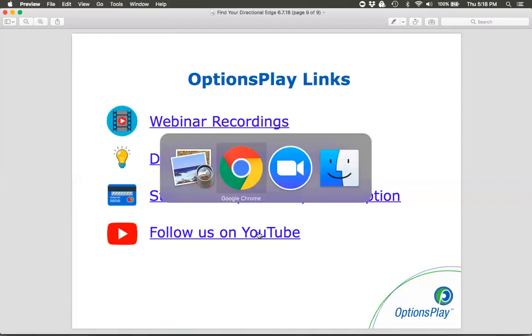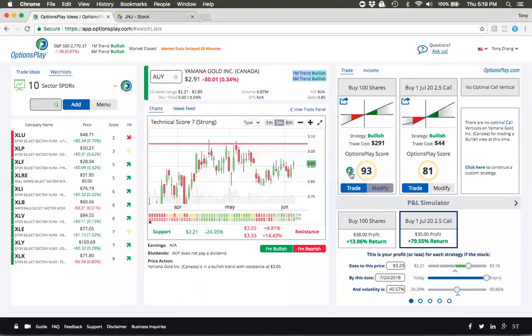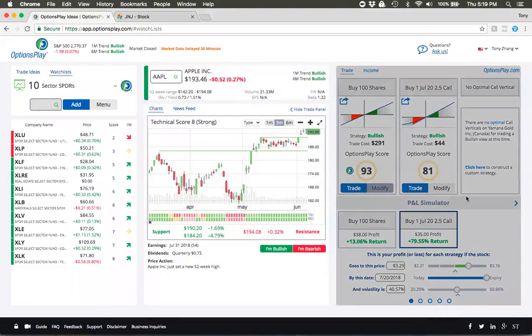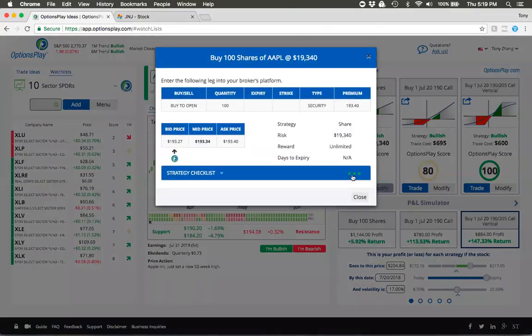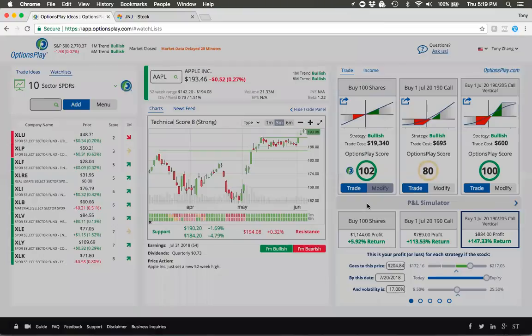The donut icon, I have a question about the donut icon. Are you referring to this little icon here on the right? If you are, that just means that this is the strategy on the 3 strategies that we provide or recommend. So sometimes you'll see a check mark. If you see the check mark, that simply means it's the highest ranked strategy out of the 3. If you see the donut icon, which is kind of rare, the donut icon means that everything in our strategy checklist is green. So if everything on the strategy checklist checks out as green, that's when you get the OptionsPlay logo.